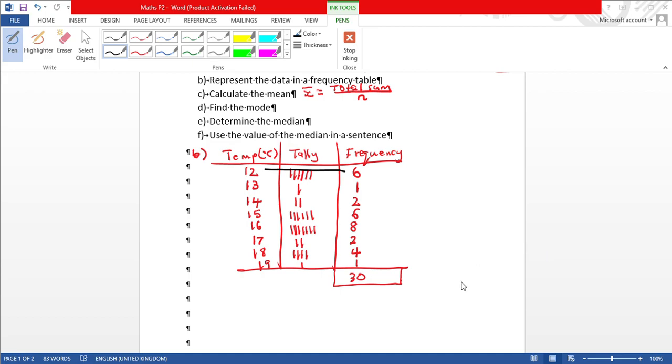So the first one is 12 times 6. Then the second line is 13 times 1. Remember, I'm just multiplying the temperature values with my frequency. The third line is 14 times 2. And then you have 15 times, how many 15s? We've got 6 of them.